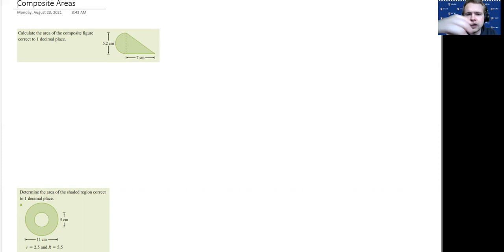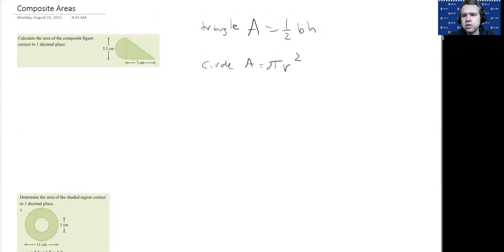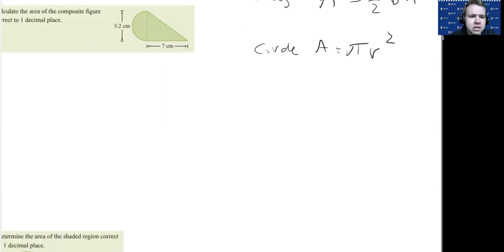The ones that we're going to need today: the area of a triangle, which is half base times height, and the area of a circle, which is pi r squared. And then we might also need to adapt that. If we've got half a circle, then we times it by half. Okay, so let's look at this shape here.